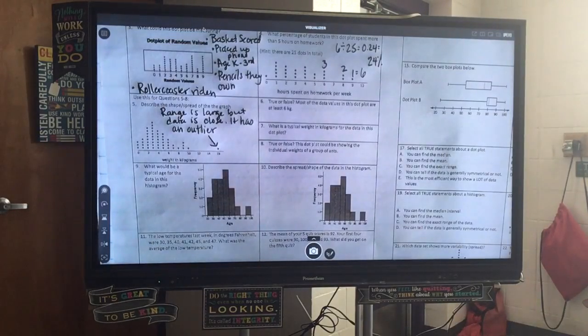Alright, so true or false? Most of the data values in this dot plot are at least 6 kilograms. How many dots? Start with that. How many dots are on the dot plot? Did anybody count them? Y'all better get to counting.